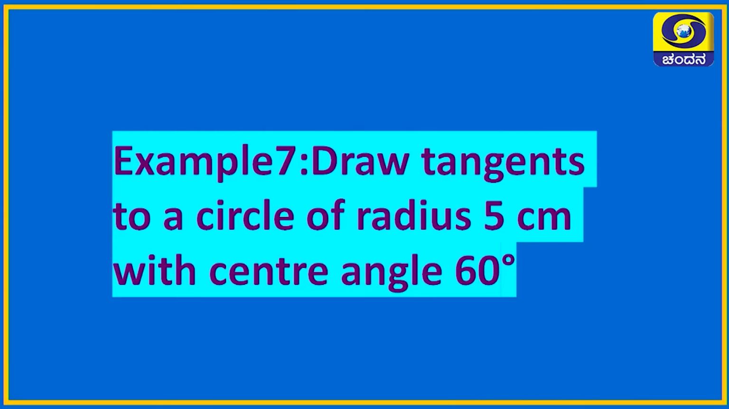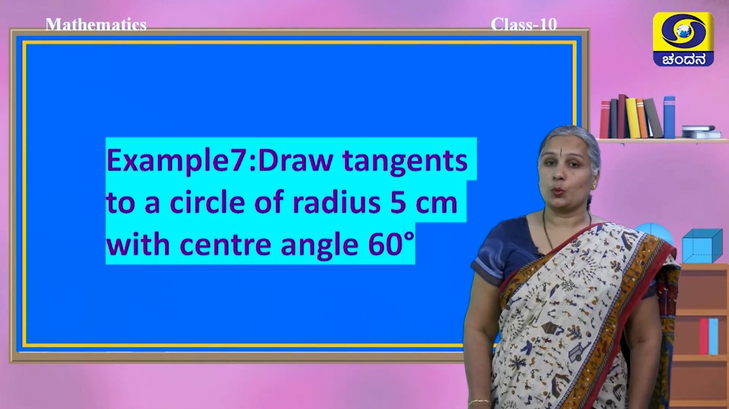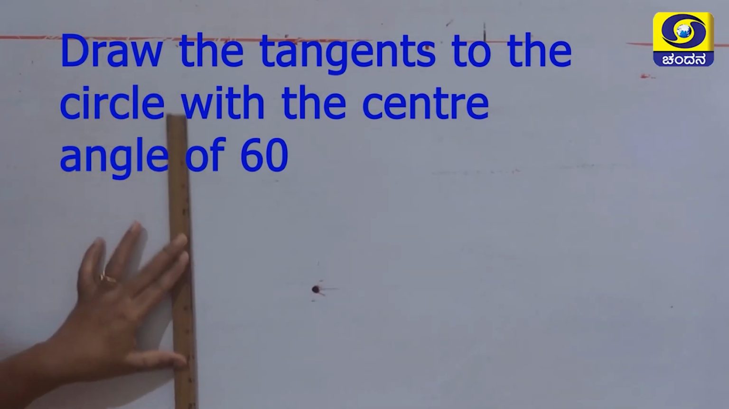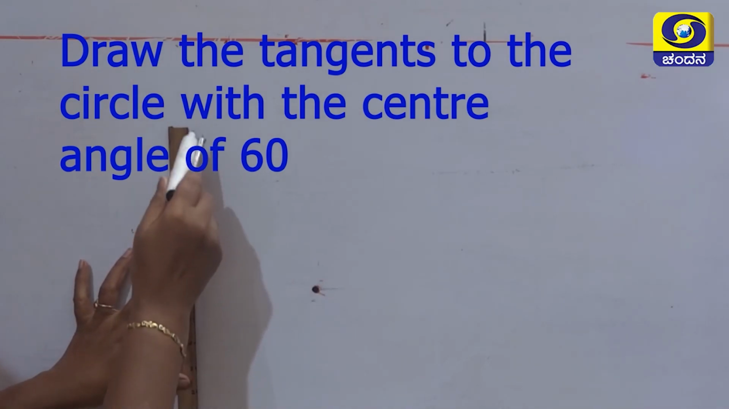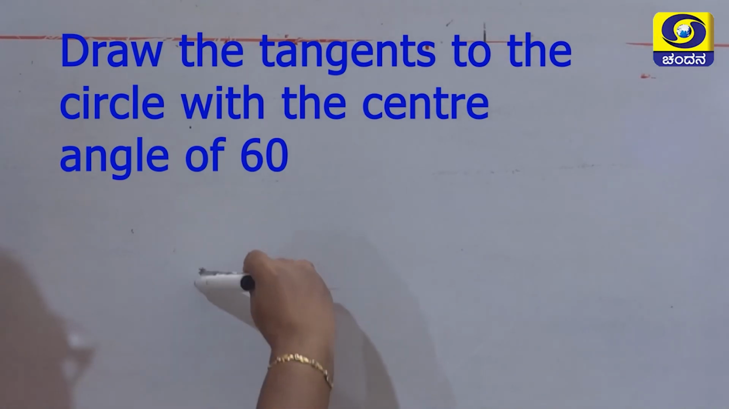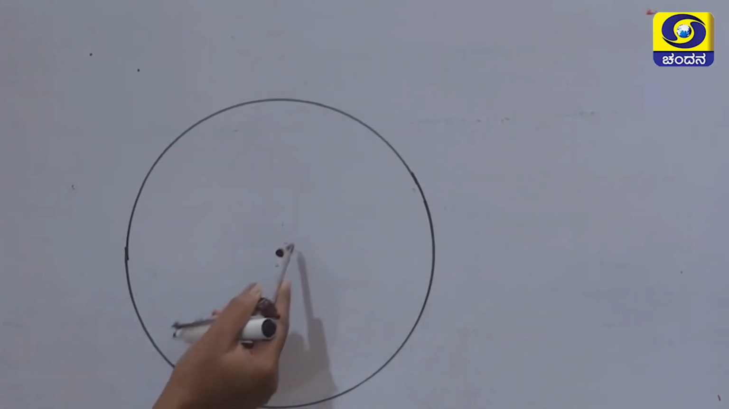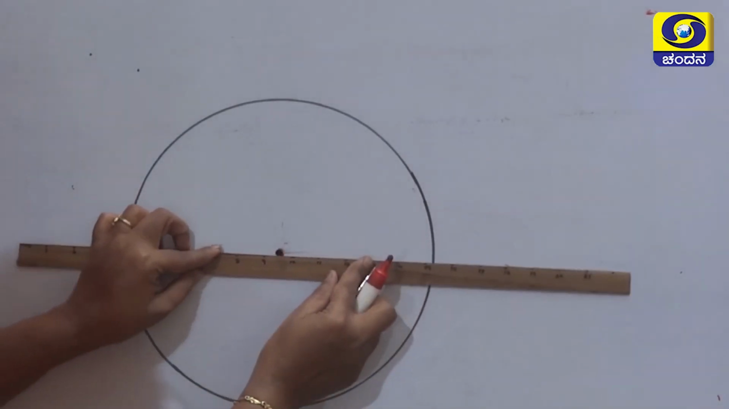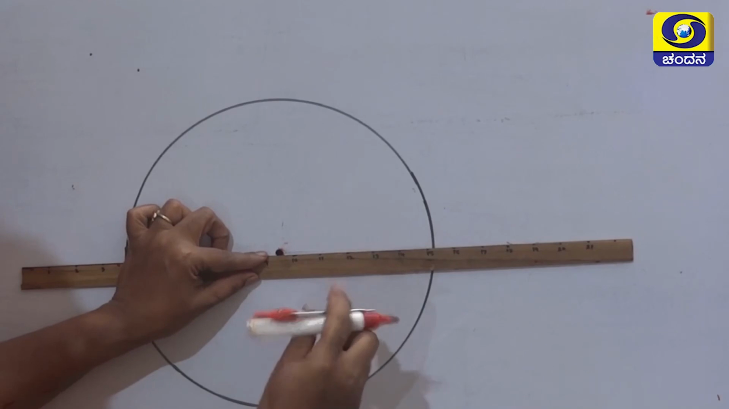Draw tangents to a circle of radius 5 cm with center angle 60 degree. Let us do. To do this construction, first we have to draw a circle of radius 5 cm. For this, let me take the radius 5 cm and draw a circle of radius 5 cm. Now we have center angle 60 degree. It means we have to make an angle 60 degree. For this, first we have to mark a radius. Here, let me draw a radius.